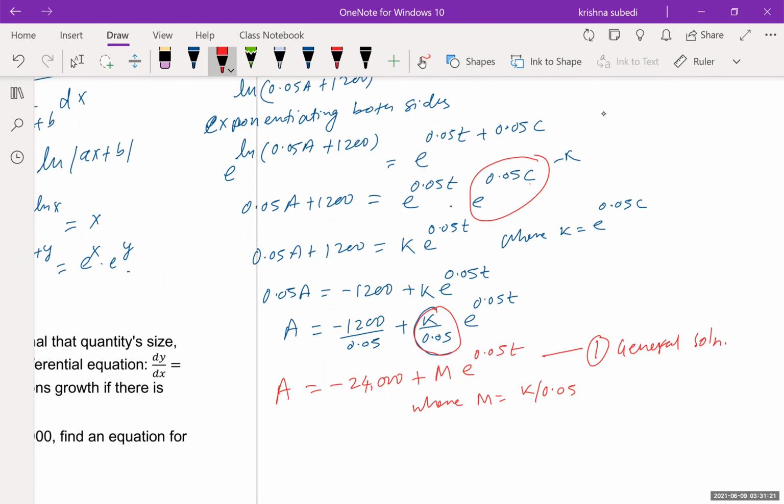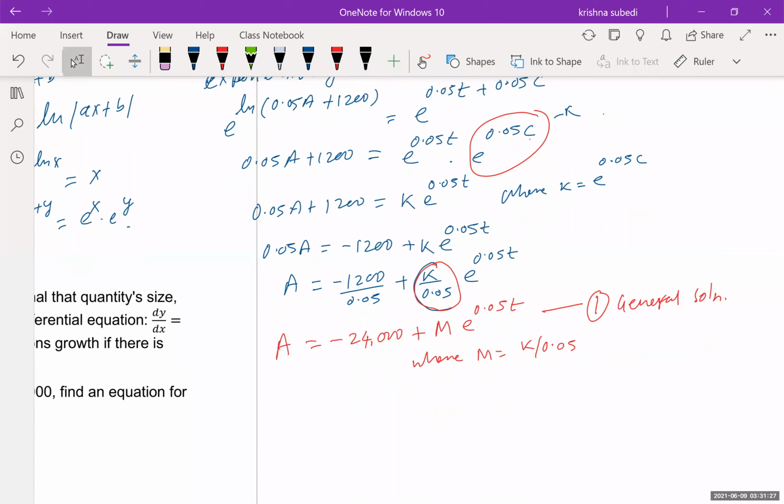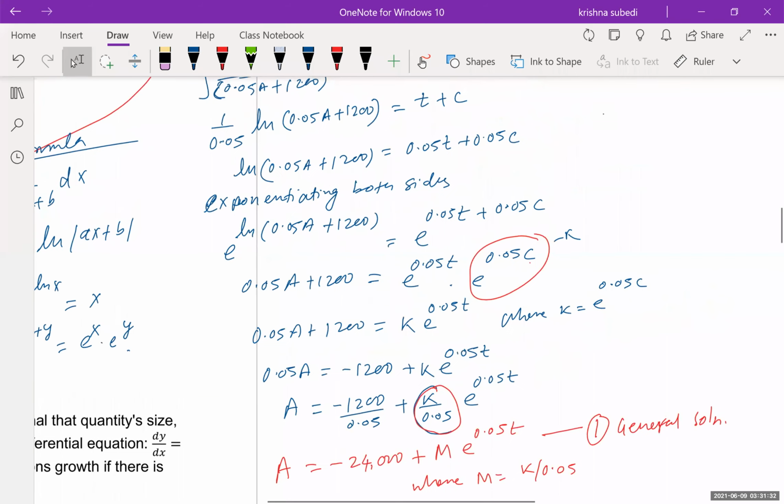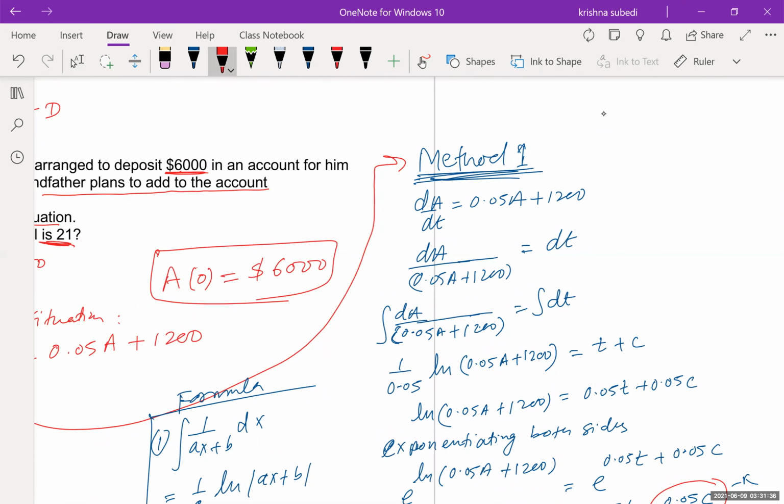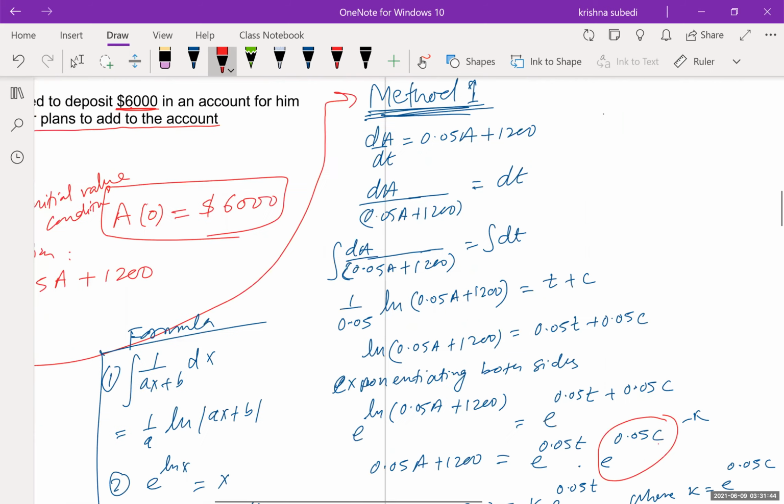Now to find the particular solution, we need to find the value of m. How do we do that? Well, look at the initial value condition. Here, the initial value condition is given, this one. This is our initial value condition. Let me just copy that here.